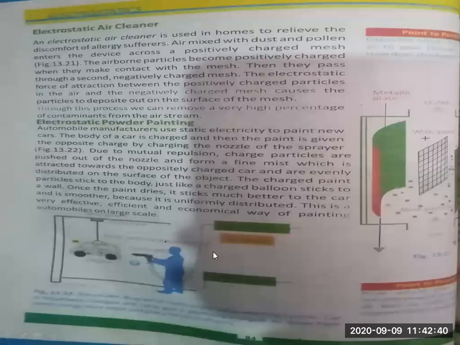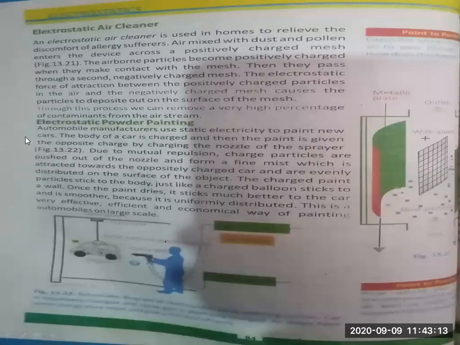So the principle behind spraying is the application of electrostatics. Our gun has a positive charge and the car has a negative charge. When the spray from the gun is fired, it sticks on the negatively charged car. After some time when it dries out, our car has a coat of paint. This is the second application of electrostatics. So car painting is done on this principle.